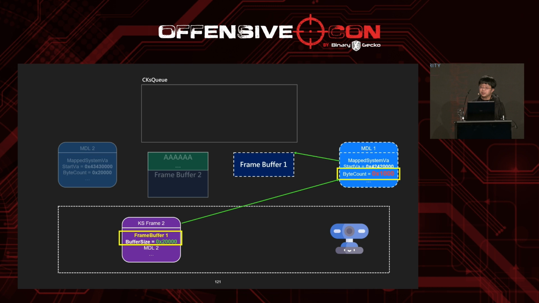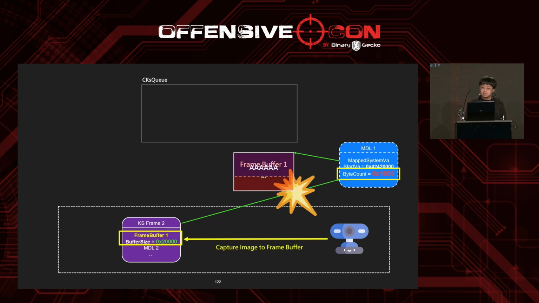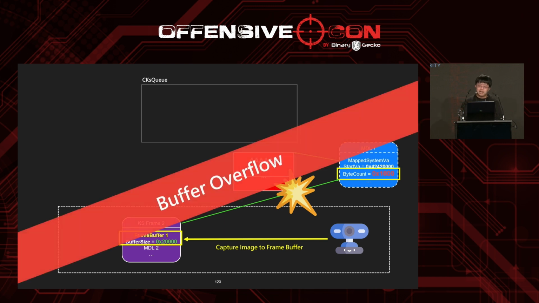However, here's a problem. For a second case frame, the actual buffer size is only 0x1000, but the size in the case frame is 0x20,000. So when the worker uses the size during the copy operation, it attempts to copy 0x20,000 bytes into the small frame buffer. As a result, this leads to a buffer overflow.